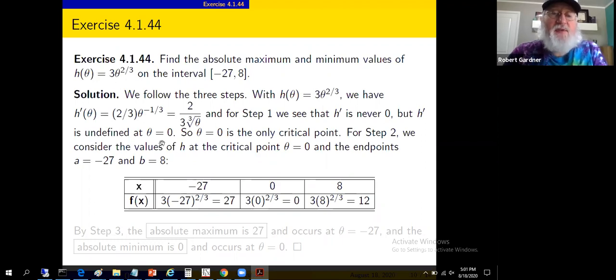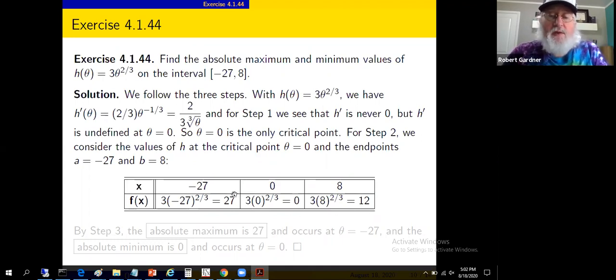So I'll take the negative 27, plug it in here. We get 3 times negative 27 to the 2/3 power. The third means take the cube root. So cube root of negative 27 is negative 3. Square it, we get positive 9, times 3 gives 27 out. Plug the 0 in, of course you get 0 out. Plug the 8 in, similar analysis. Cube root of 8 is 2, square it, get 4. Multiply by 3, get 12. So we get function values of 27, 0, and 12.